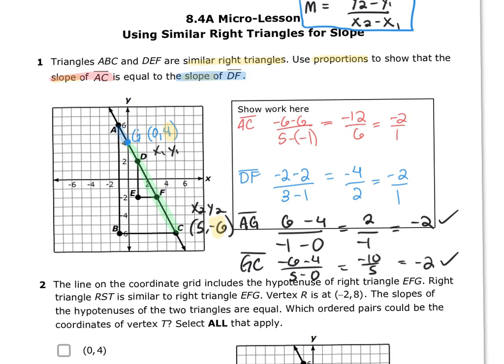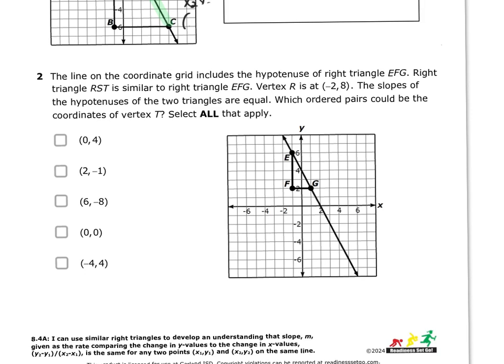What that seems to suggest is that any point that I choose on the hypotenuse of those similar triangles, any point that's on that line, I'm going to have the same slope between those 2 points, right? At least that's what the experiment that we just did seems to be showing. So let's take that knowledge and use it to take a look at problem number 2.